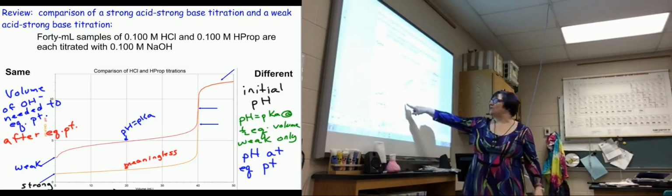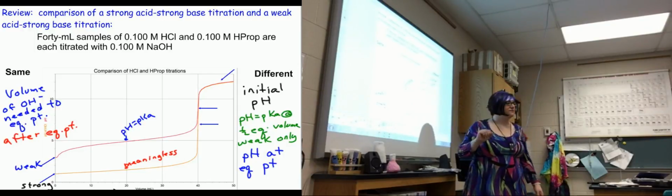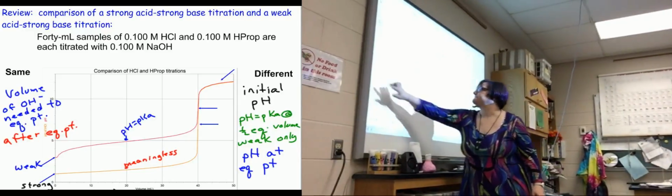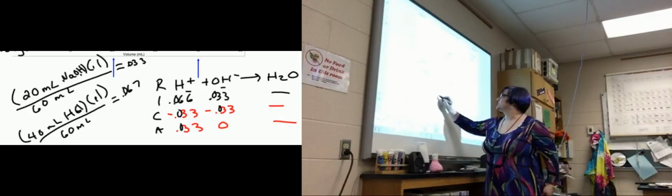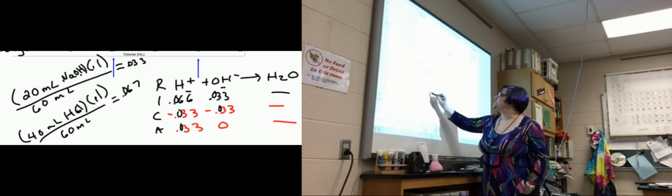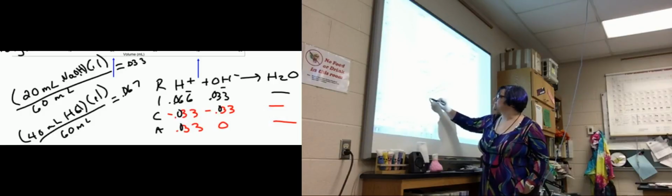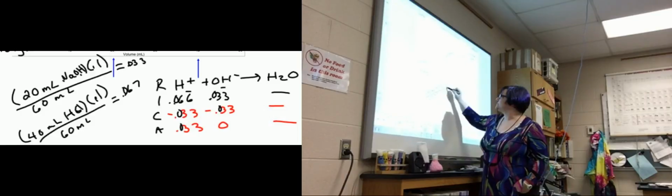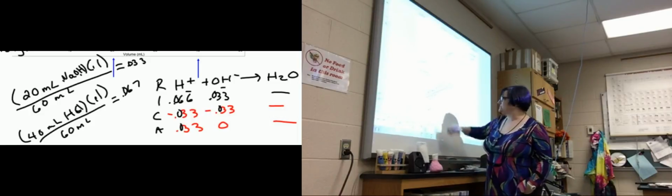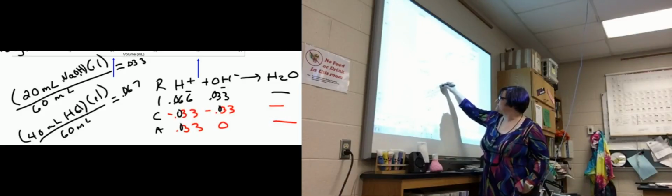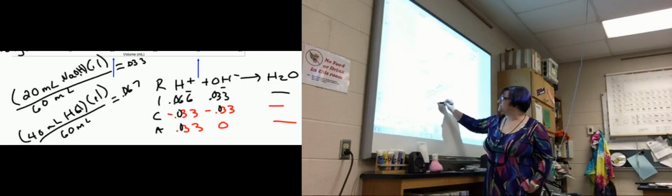Let me prove to you that that does not work for the strong acid, sorry. I have 20 milliliters of HCl times 0.1 over 60 milliliters total is 0.33. Nope, that's backwards. 20 milliliters of NaOH, 40 milliliters of HCl.